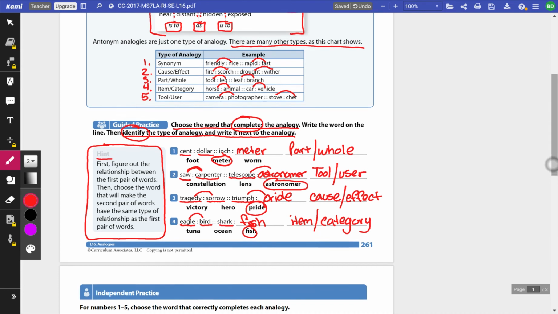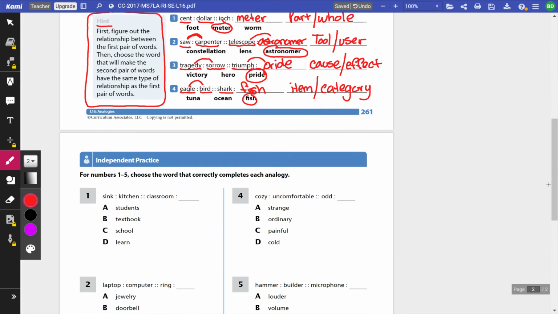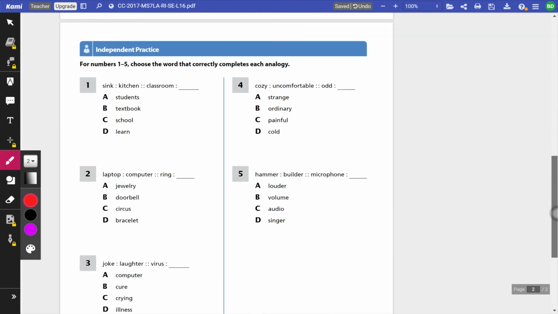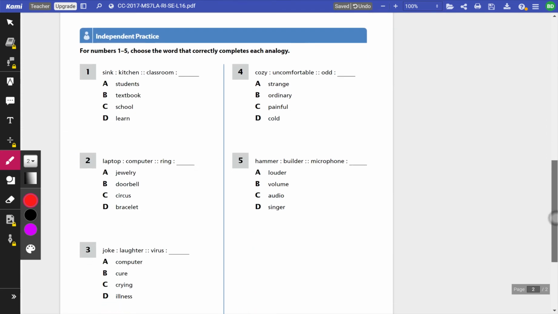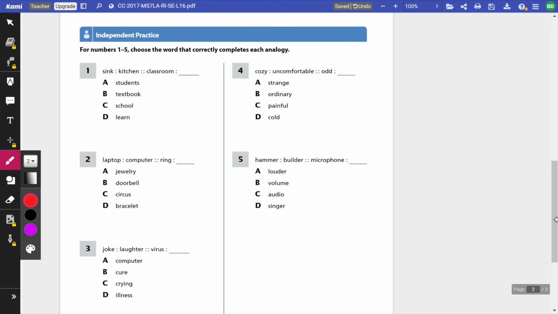Okay, so moving on to page 262. Our independent practice. So we have 5 questions here for you to answer. So these are all working with analogies, and you are going to choose the correct answer that completes the analogy. So remember, always make sure to figure out the relationship between the first 2 words, and that will help you complete the analogy. But I want you guys to go ahead and do this on your own first, and then come back and we will go over it.